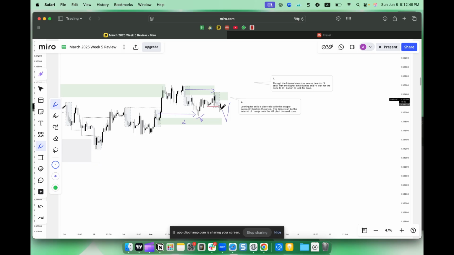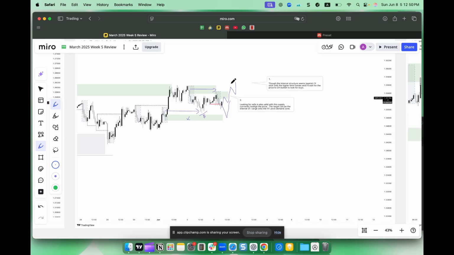So for longs, I need to wait for this supply to fail, and then I should look for longs, because this supply is currently holding the price, and I cannot look for buys against this supply, because this is an immediate supply which can be respected and it can keep pushing the price down.